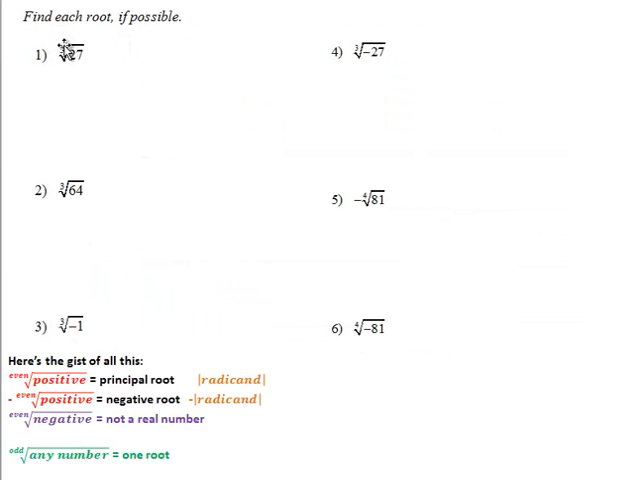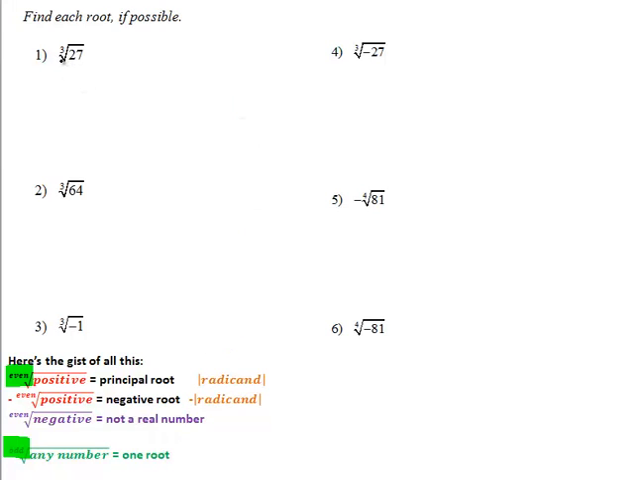So here it says to find each root if possible. And again, I have this from another video, but I want you to keep in mind, you're going to do some checking before you start to work. If it's an even index, it's the principal root. If it's an odd index, it's whatever's in there. So let's take a look at what's going on here.